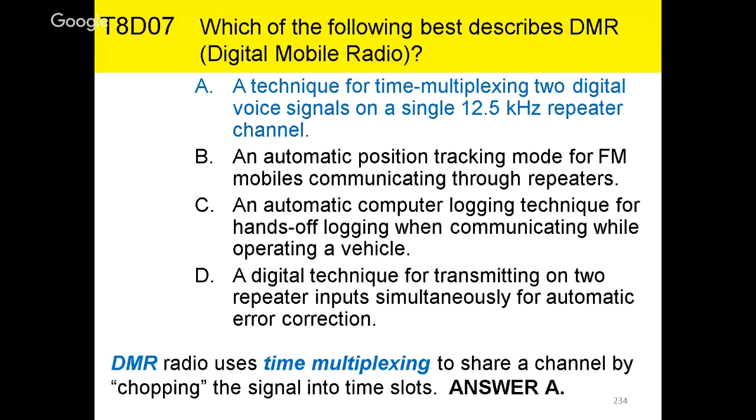DMR, or digital mobile radio, is a technique for time multiplexing two digital voice signals on a single 12.5 kilohertz repeater channel. That's one of the advantages of DMR, because you can have two signals simultaneously on a single repeater frequency. It's called time multiplexing, and one of the best descriptions of digital mobile radio is that you can time multiplex and share a channel by chopping the signal into time slots.